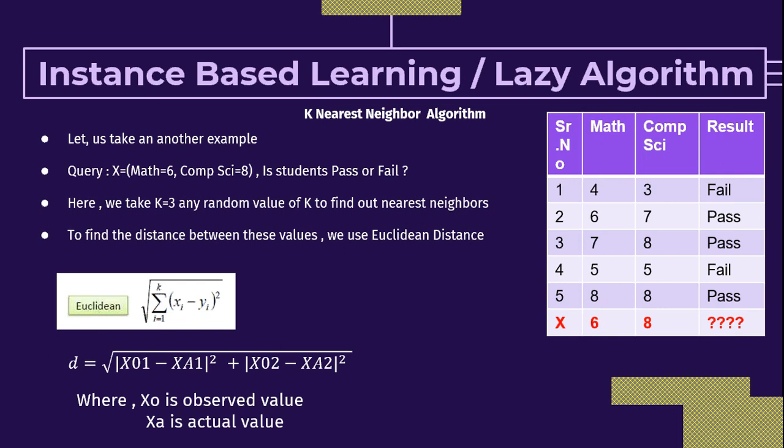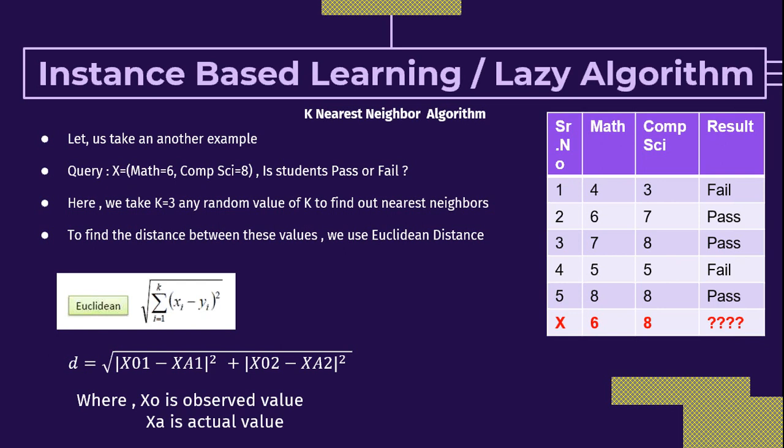Now I want to find out about the next student, X. My target is to find out whether X is pass or fail, as he has 6 marks in mathematics and 8 marks in computer science. Is he a pass, or is he a fail? So my query is: X has math equal to 6 and computer science equal to 8. Is the student pass or fail?